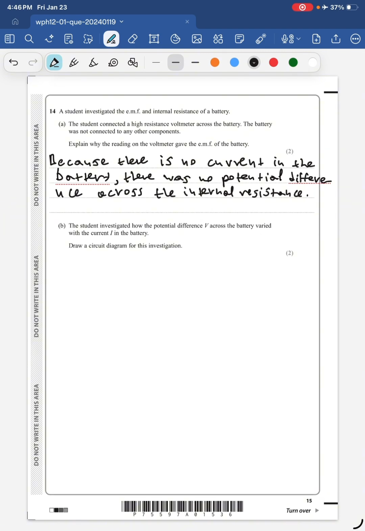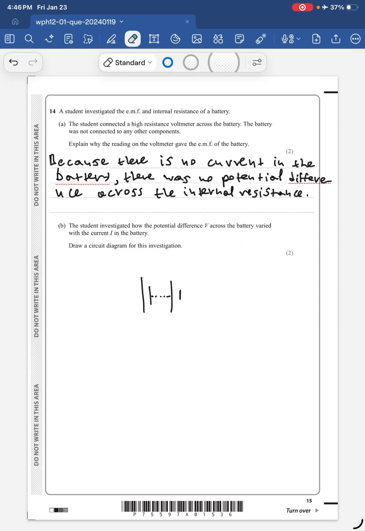Okay, so first of all, let's start with the battery. Let's draw a battery pack as they do at the A levels for some reason. If you know the reason, let me know. I mean, usually you just draw a battery, but for some reason they prefer a battery pack.